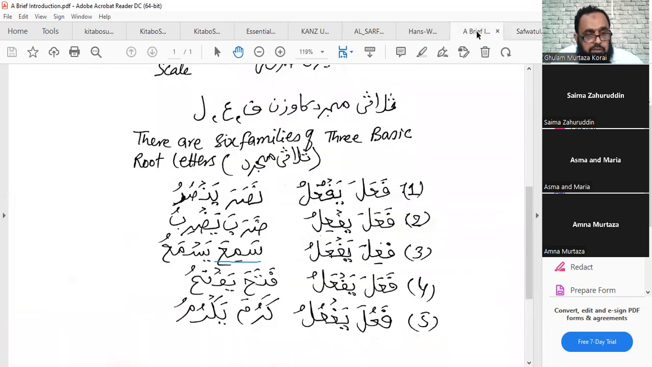Who can repeat whatever I said? What did I say? Yes. Every family has its own specific words. Okay, means different words belong to different families. Every word cannot be used with each family. Yes.